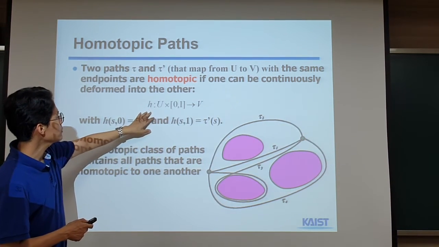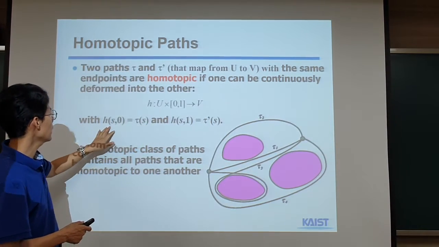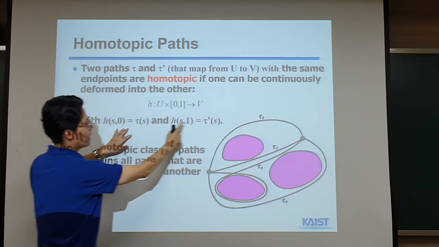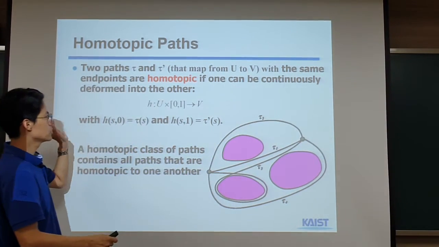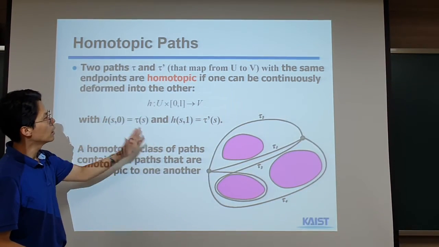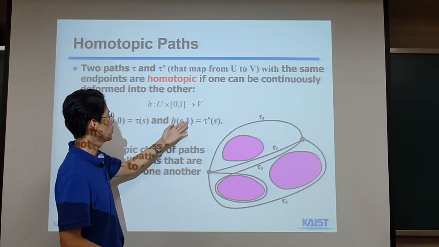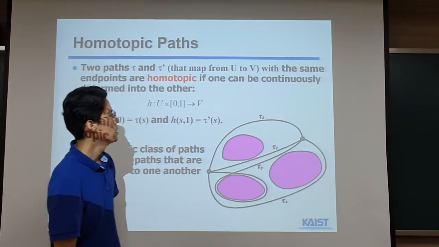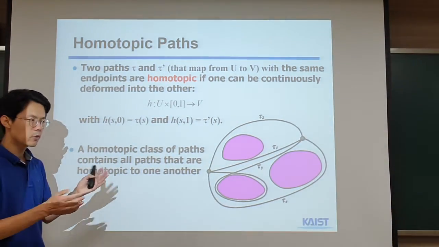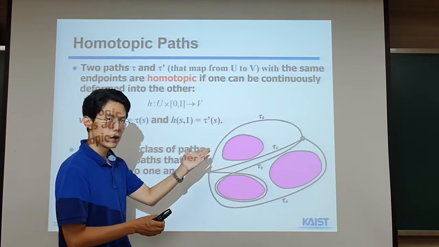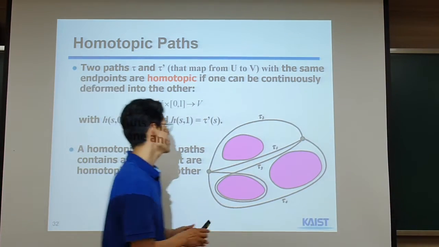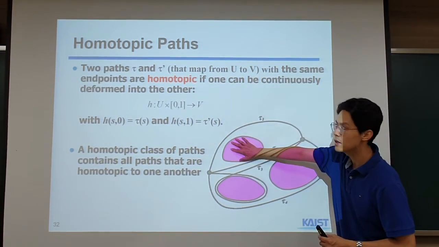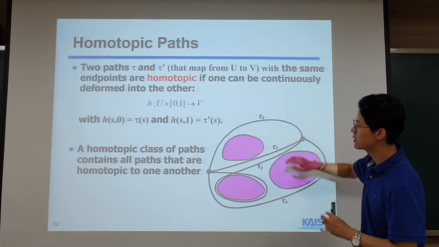Somehow we find a mapping. When I have 0 here, it turns out to be one path, and then we gradually change this 0 to 1. When it's at 1, this mapping turns out to be the other path. So in other words, if we can deform one path into another one, they are homotopic to each other. But as you can see in this example, we cannot deform this path into that one because of this obstacle, right? So in this case, this path is not homotopic.